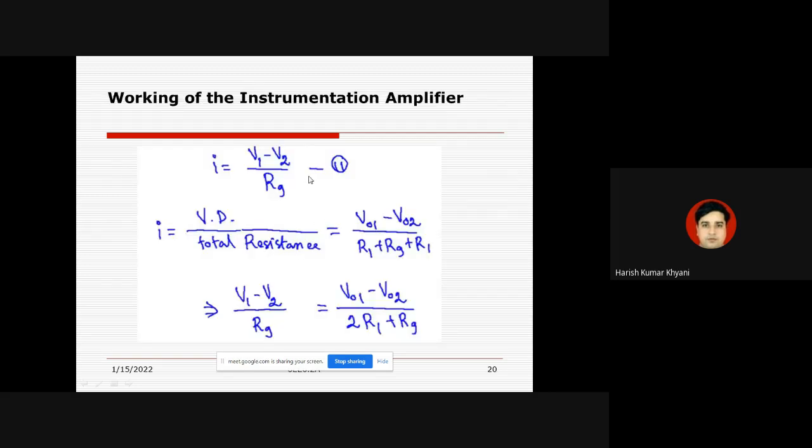This current we have already written in RG. Now the total current with respect to V01 and V02 is the voltage difference divided by total resistance, because all three resistances are connected in series. Looking at the direction of current from upward to downward, V01 minus V02 would be the voltage difference across that particular branch, and the total resistance of this branch would be R1 plus RG plus R1. So this I and this I would be the same. If we equate both of these currents, we'll have this expression here, with R1 and R1 written as 2R1.